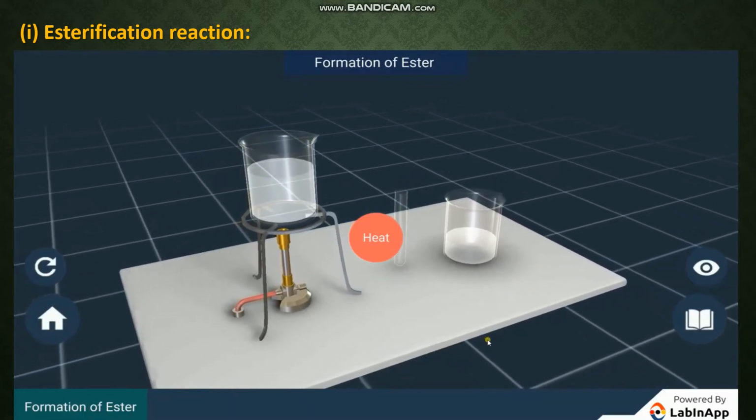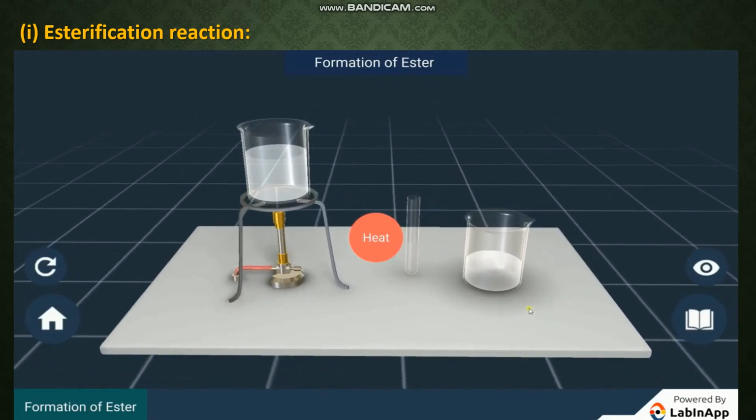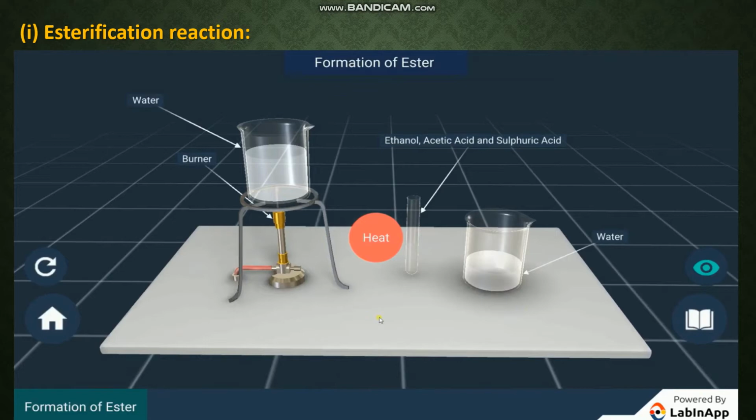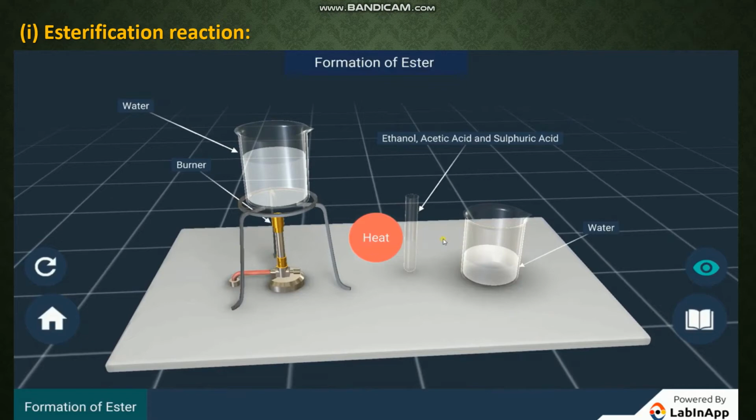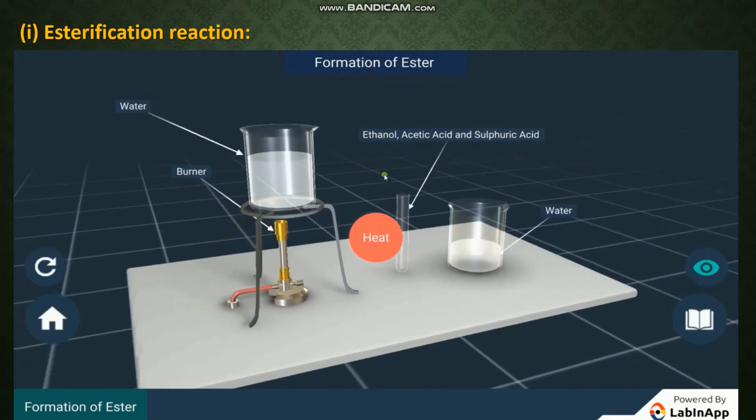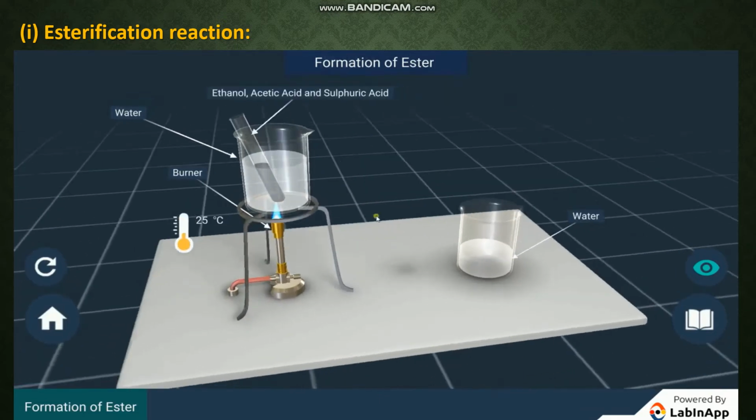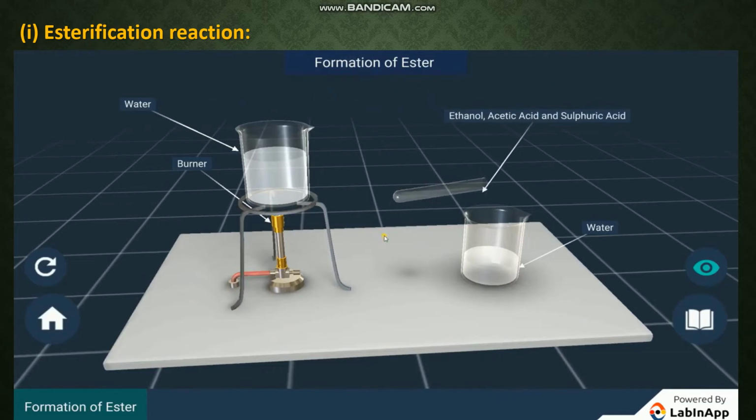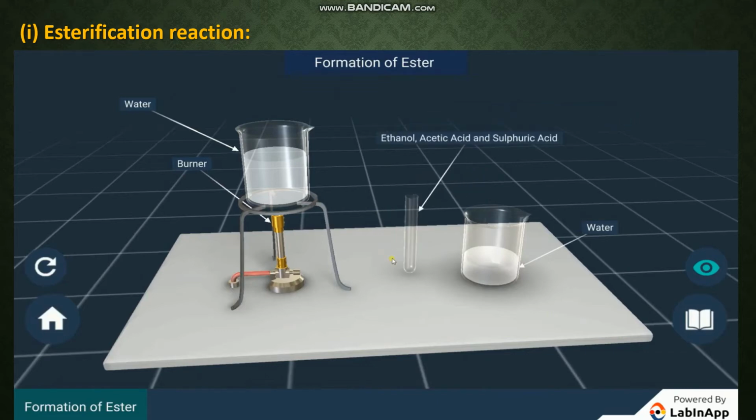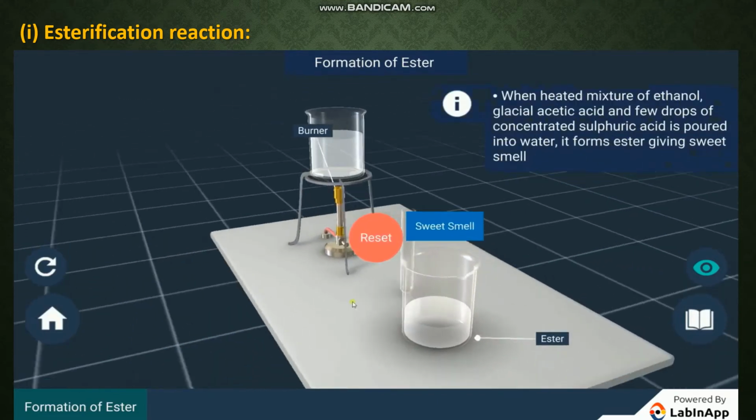Do you know how to prepare an ester? Let's study the process of formation of ester. Here we have used ethanol, glacial acetic acid and concentrated sulfuric acid. Take a test tube containing a mixture of 1 ml ethanol, 1 ml glacial acetic acid and a few drops of concentrated sulfuric acid, and warm it in a water bath for a few minutes. After some time, pour that heated mixture into a beaker containing 20 to 50 ml of water. This will give you a sweet smell. Hence, the resulting mixture is an ester.